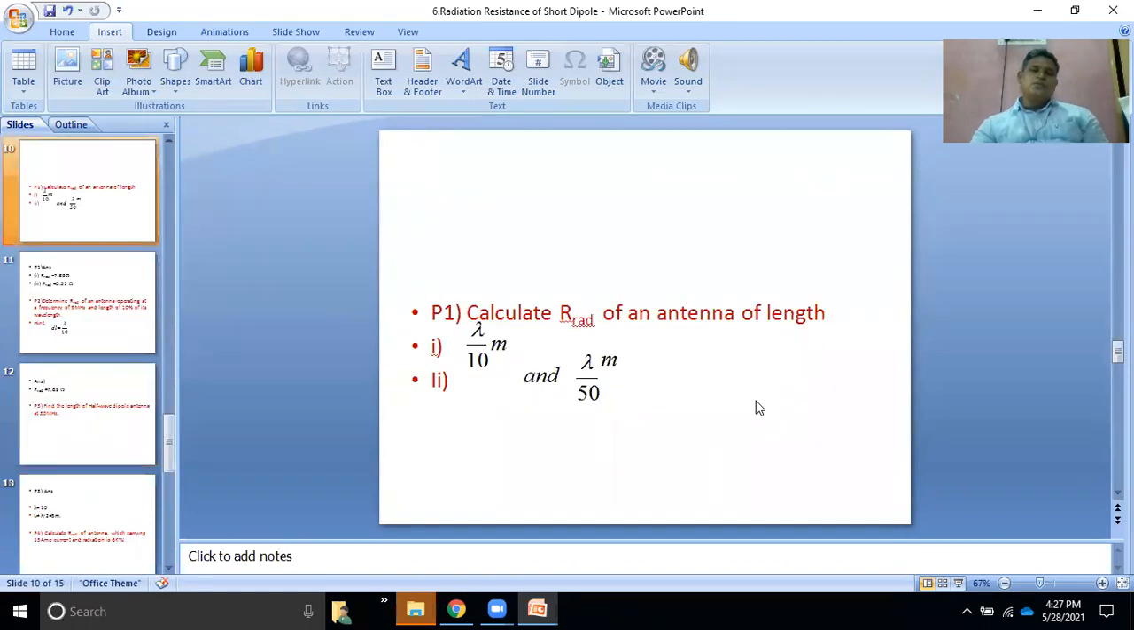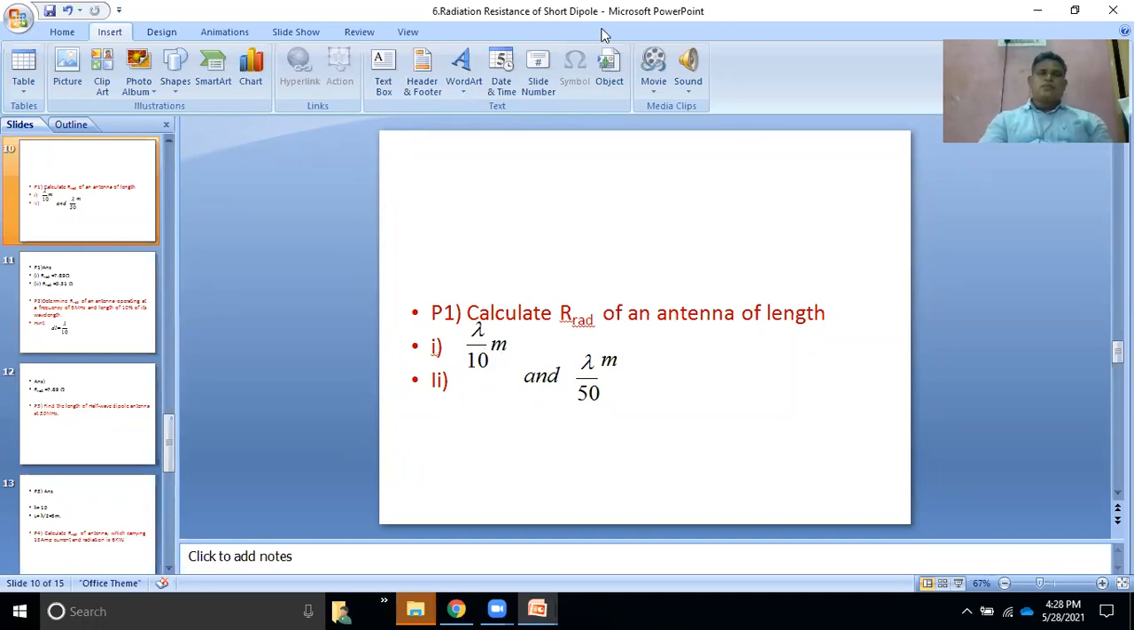But now we have to do a small problem. Please note down this problem and calculate the radiation resistance of an antenna. Here I have given the upper limit and the lower limit of a short dipole antenna. If the length of the antenna is very small, lambda by 50, what will be the radiation resistance? And if the length of the antenna is lambda by 10, what is the radiation resistance? Please calculate and tell me.